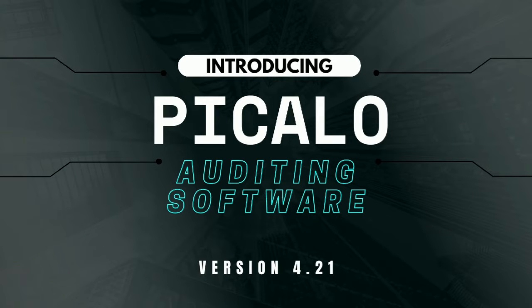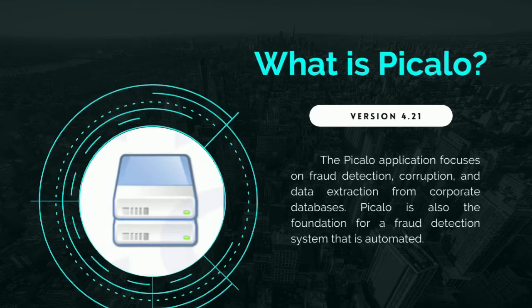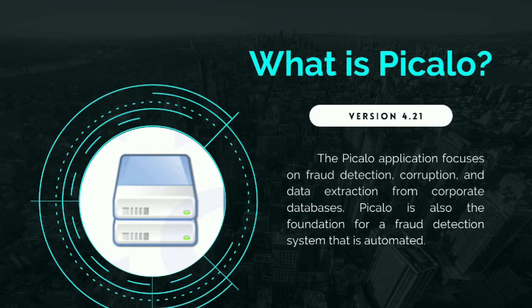Introducing Picalo Auditing Software version 4.21. What is Picalo version 4.21? The Picalo application focuses on fraud detection, corruption, and data extraction from corporate databases. Picalo is also the foundation for a fraud detection system that is automated. Auditors, fraud investigators, data miners, and other analytical data users will benefit from this software.